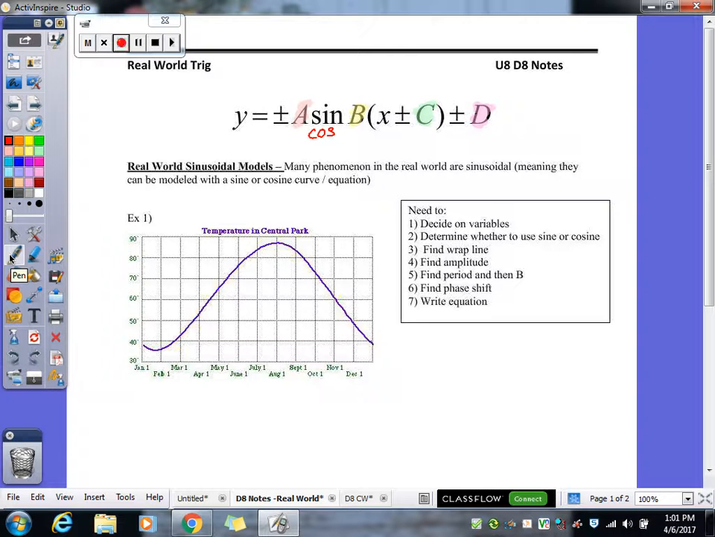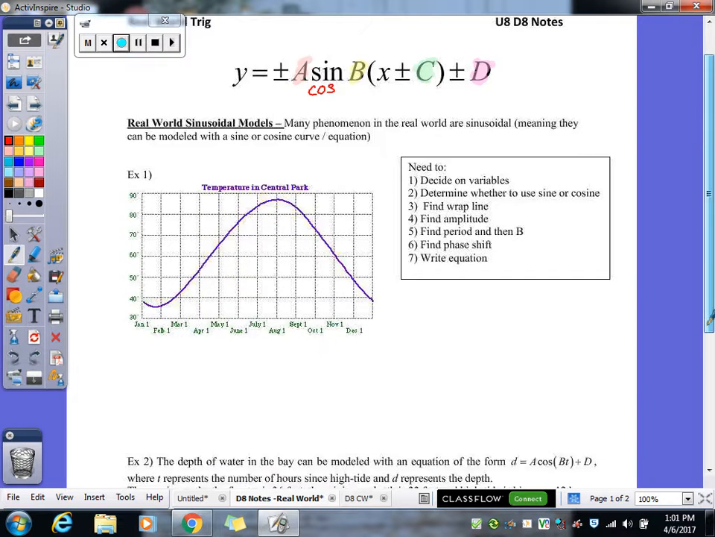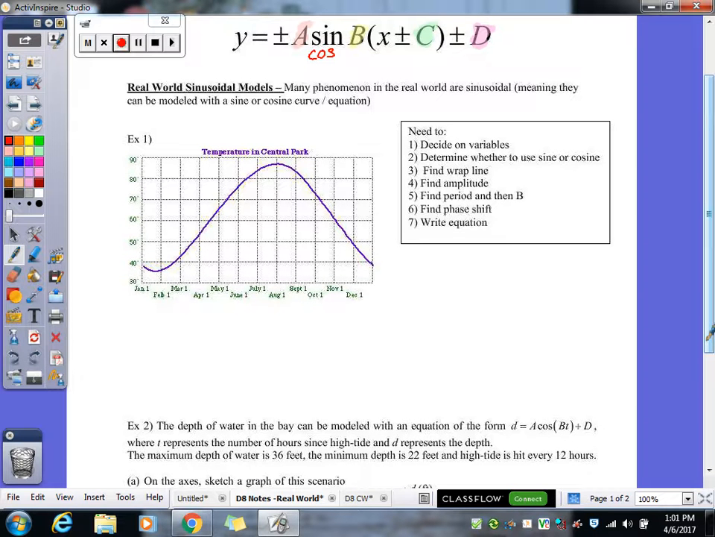So here's an example of a sinusoidal model that they gave us. They gave us the picture of the graph instead of writing out in words what our scenario is. So what we need to be able to do first is decide what are our variables that we are dealing with here. So if we look at our graph here, what are the two variables we're dealing with? Temperature and time. One would be temperature. The other one is dealing with time. So step one, done. Got our variables, temperature and time.